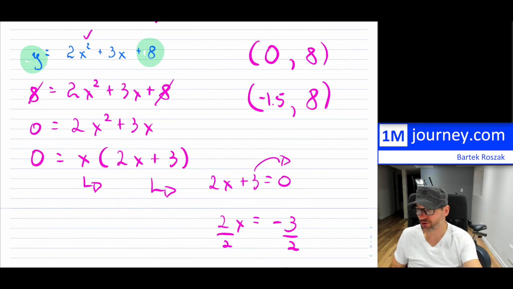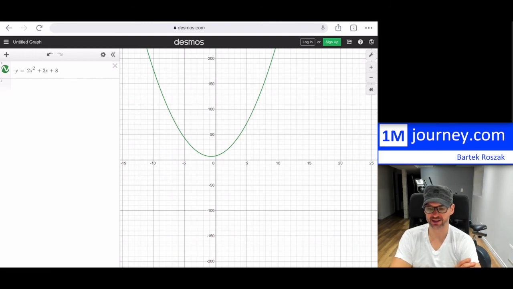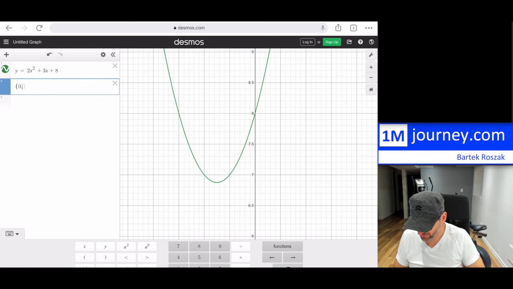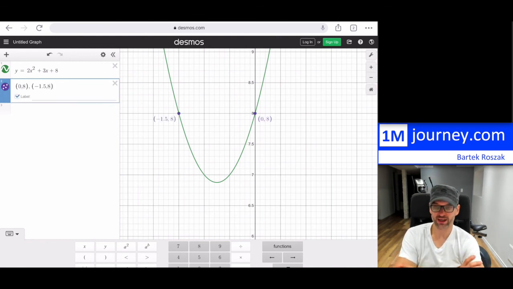And let me go back here like this. Notice this one doesn't go through the x-axis, so we wouldn't be able to factor this out at all. We found (0, 8), and we found this was (-1.5, 8). Let's label them. Those were the two points we found. Now, why did we find them? Because we want the line of symmetry.